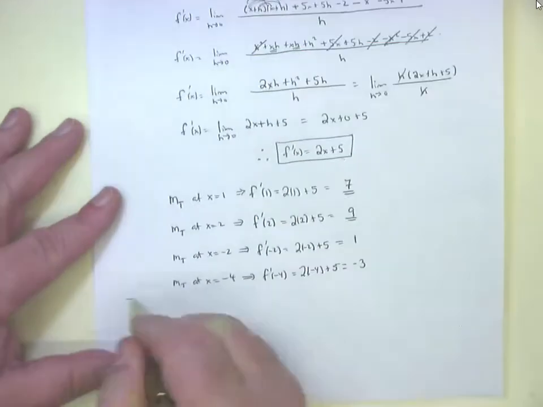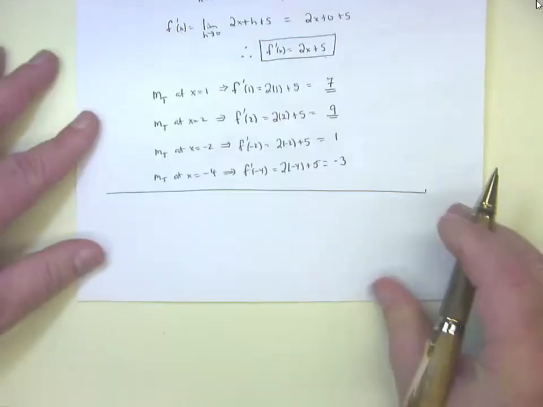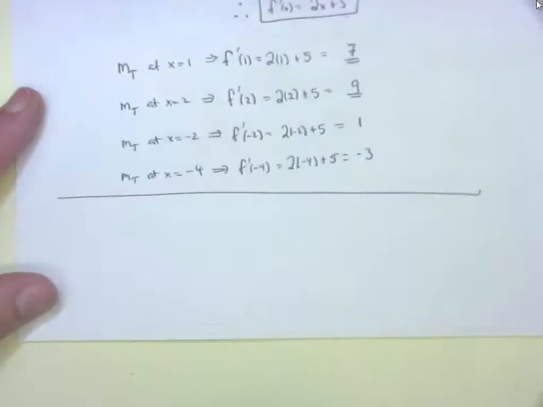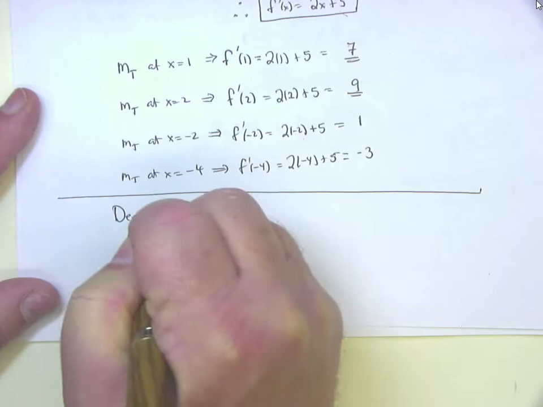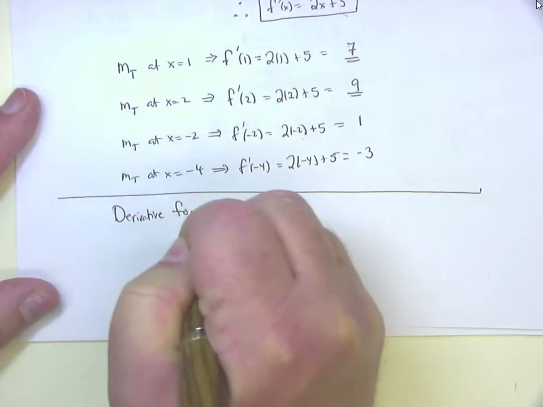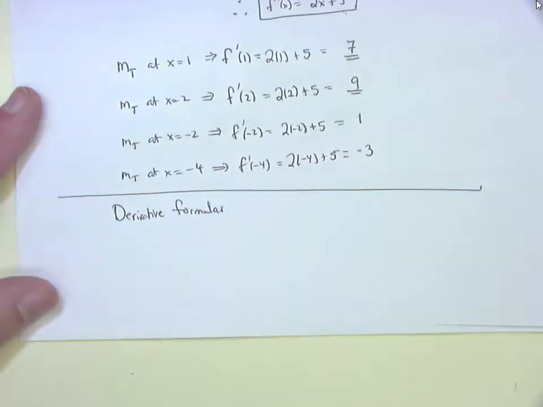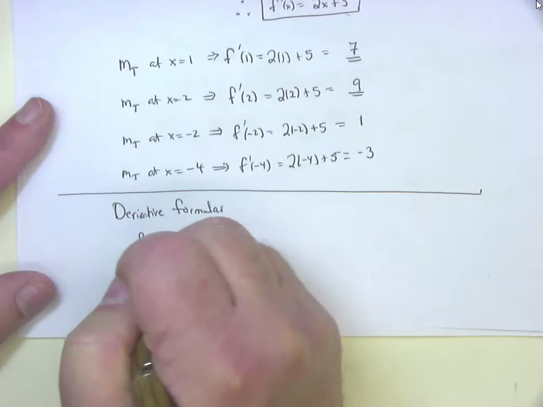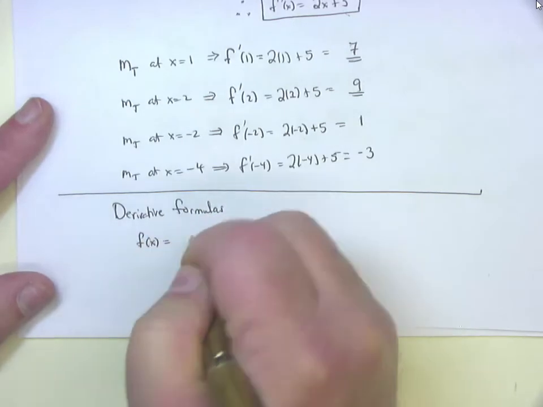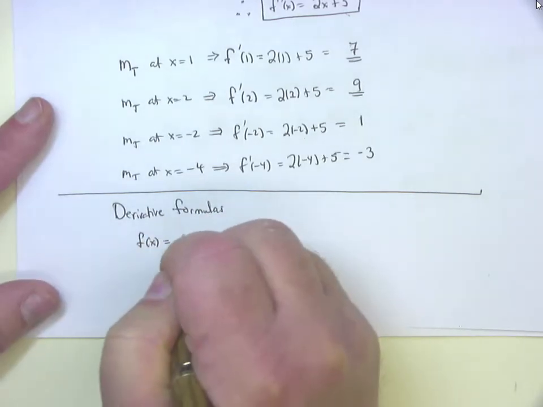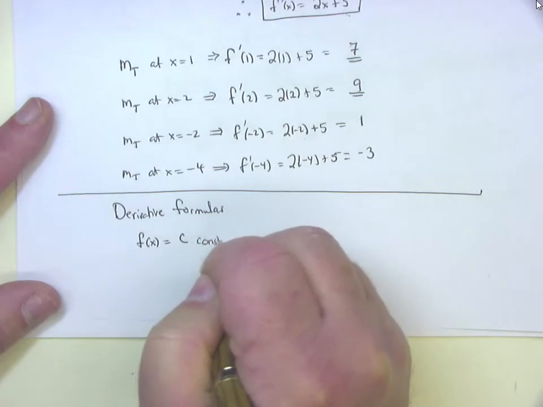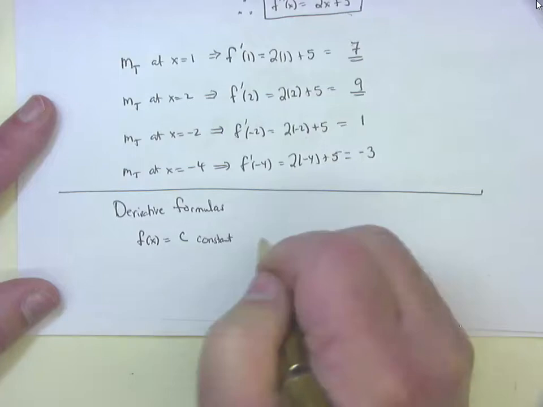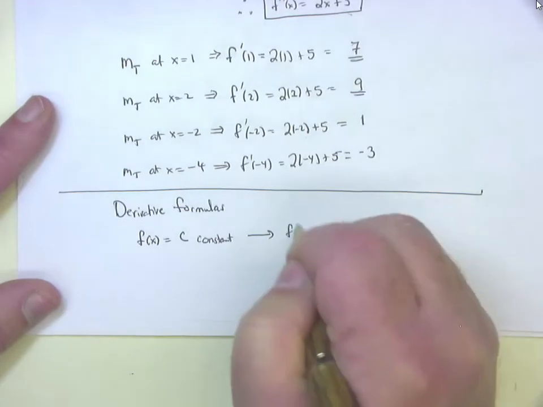I'll just write them down here, because there's two formulas that we're going to focus on. Derivative formulas. The first one is this. If f of x is equal to c, c is a constant. I don't care what the constant is, it's a constant. The easiest letter is c. Do you know what the derivative is?